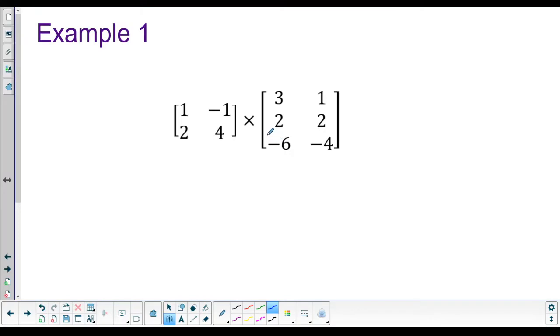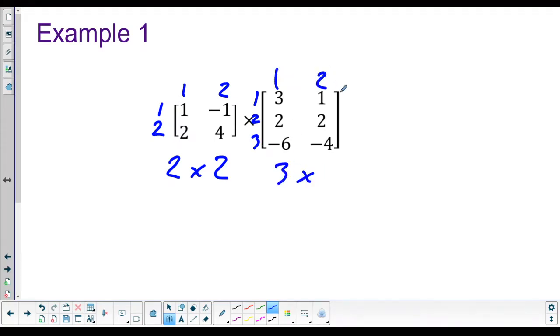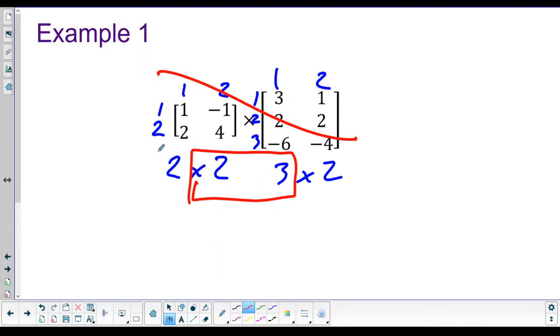The first thing we need to do for every single matrix multiplication is check the order of our matrices and see, are we even allowed to try and multiply them? So this one has 2 rows and 2 columns, so this is a 2 by 2 matrix. And we're trying to multiply that to a 3 by 2 matrix. So we can look, the inner numbers do not match here. The columns of the first matrix don't line up with the rows of the second matrix. So we're not allowed to do this problem.